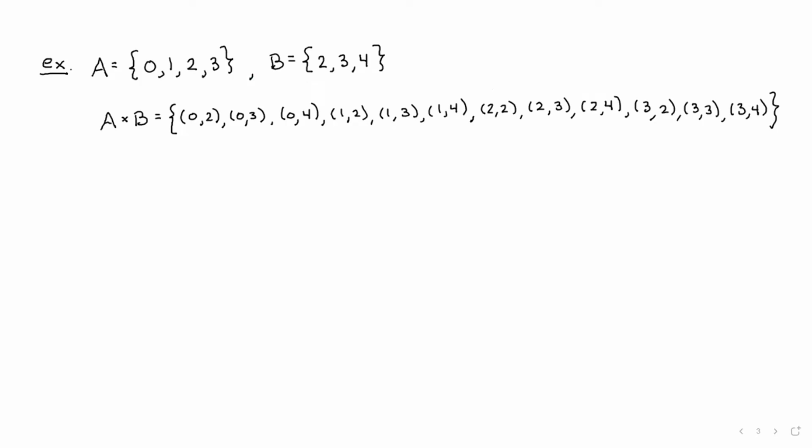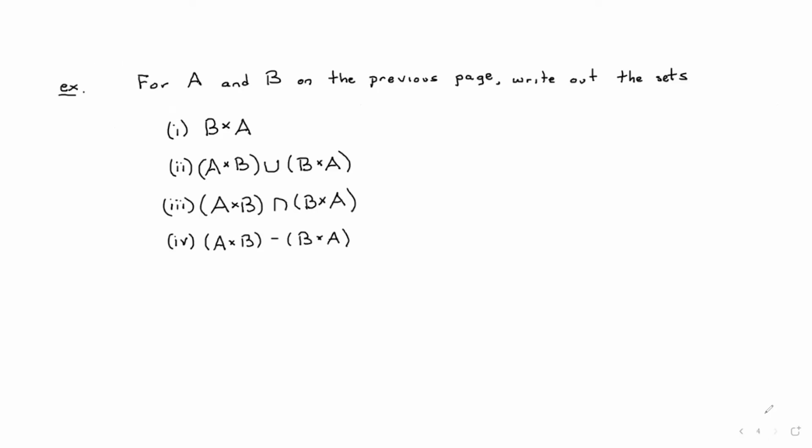Then A cross B is, well, we have 12 ordered pairs here because there's 4 elements in A and there's 3 elements in B. So if we take every ordered pair containing first an element in A, then an element in B, you see what we get. (0,2), (0,3), (0,4). Then starting with the 1: (1,2), (1,3), (1,4), (2,2), (2,3), (2,4), (3,2), (3,3), (3,4).